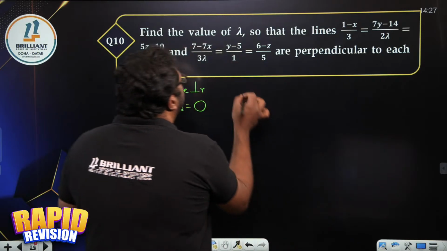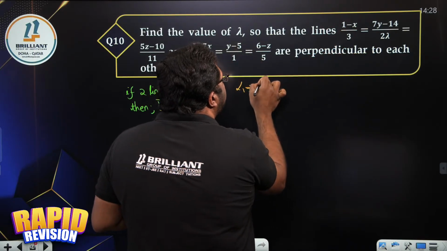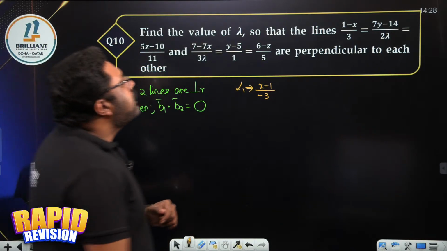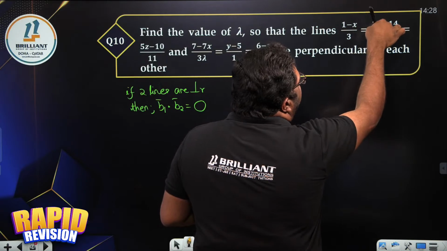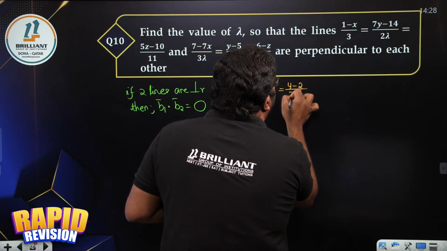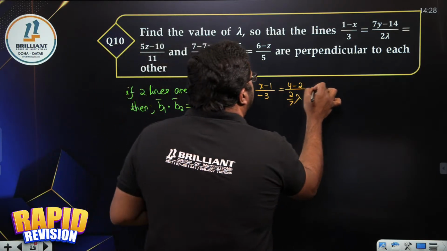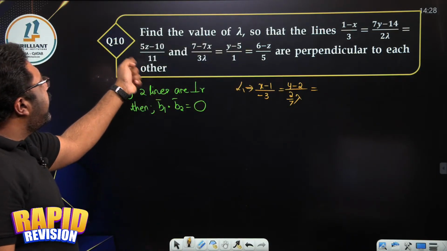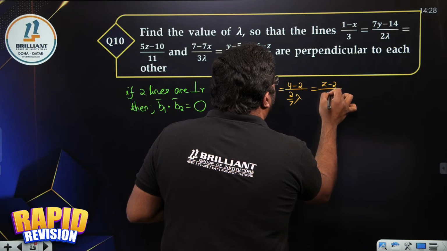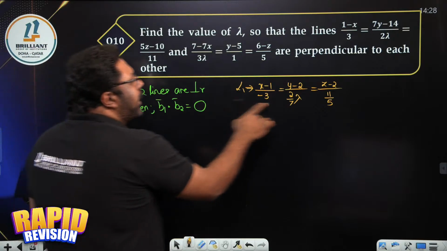Look at the first line. Please write it in the standard form. It's 1 minus x, so it's going to be x minus 1 divided by -3. Next, divide the numerator and denominator by 7: y minus 2 divided by 2 by 7 lambda. The third one, divide the numerator and denominator by 5: z minus 2 divided by 11 by 5. I got the direction ratios of the first line in the denominator.